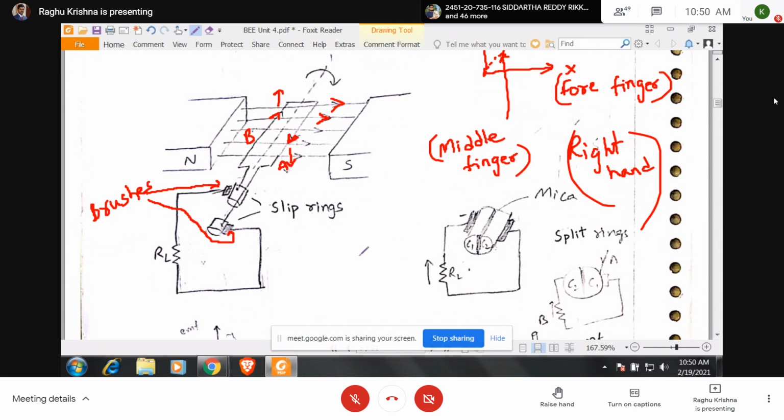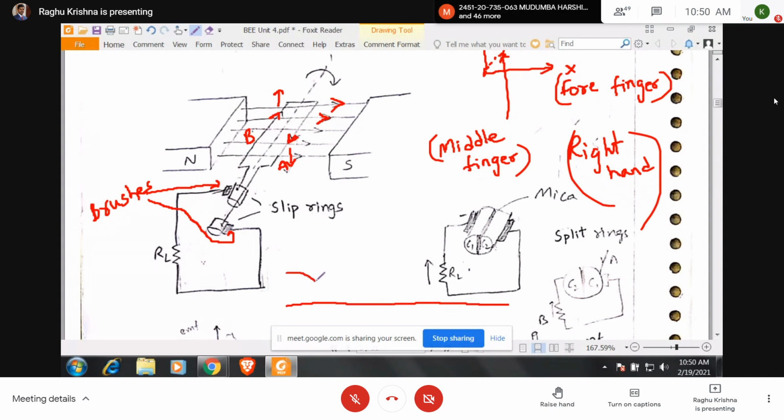So here we are going to get the voltage waveform like this, sinusoidal waveform. So here, when the conductor is at this position, we are going to get the maximum voltage. Next, here. So let us take here. So here, if this is the starting position, you are going to get maximum voltage.